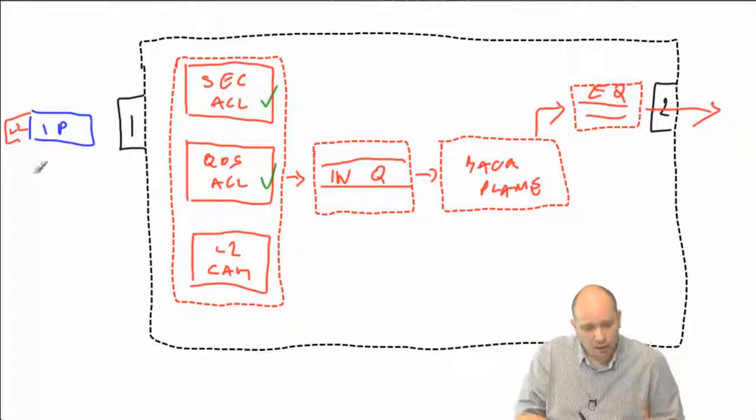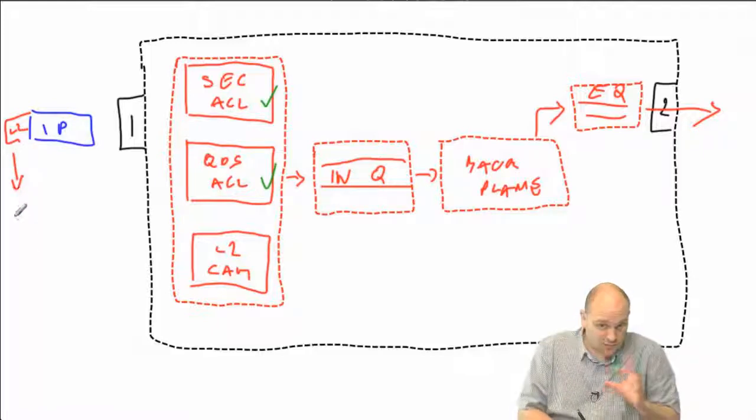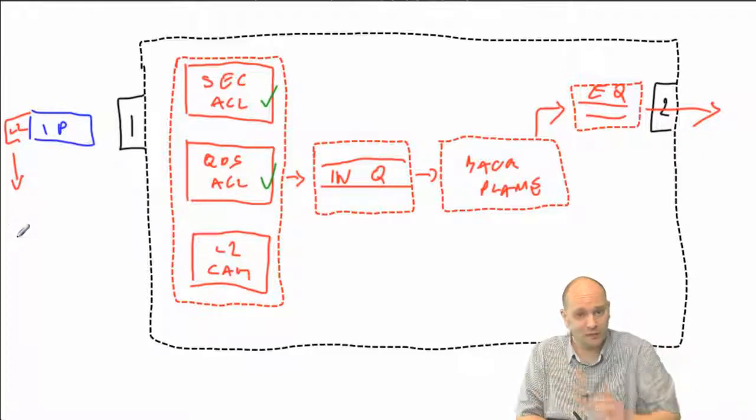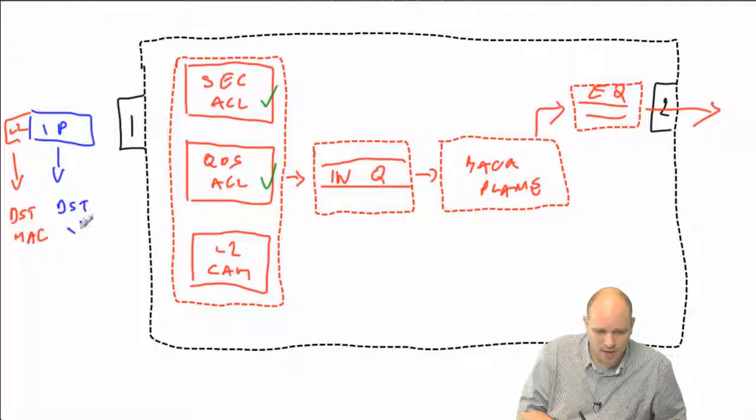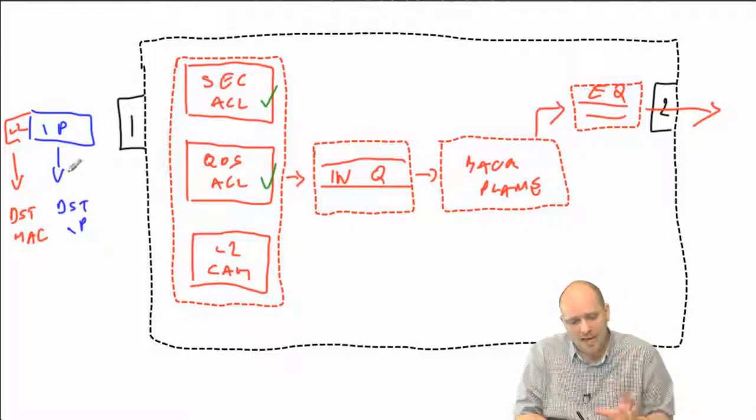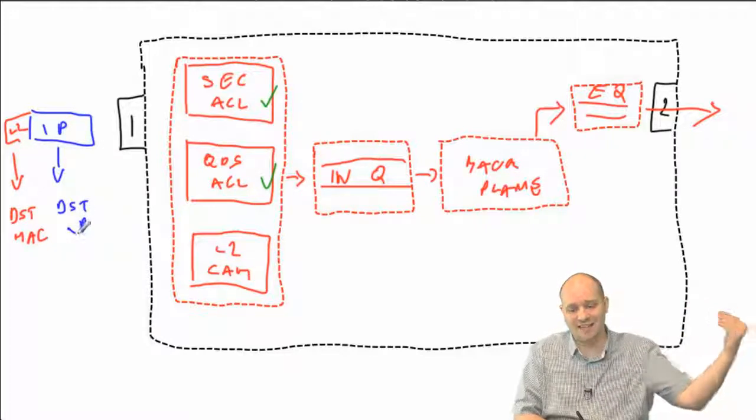Now, in the layer 2 information here, the important bit for our forwarding through the switch is the destination MAC address. The important information in the IP packet is the destination IP address. Now, the destination IP address is end-to-end.